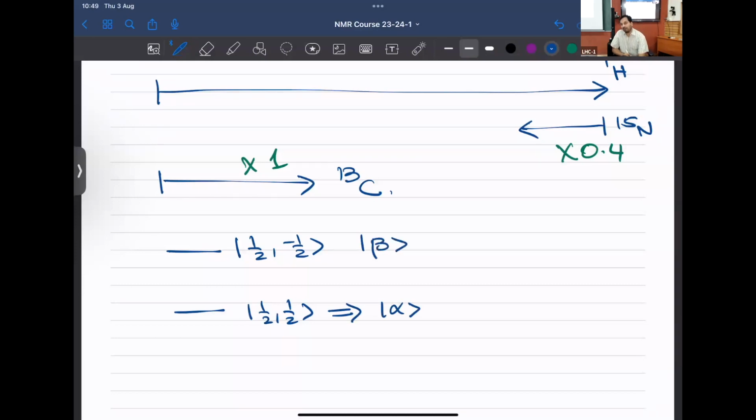The half comma minus half is denoted as the beta state. It's just a convention, right? Let's ask one important question here.